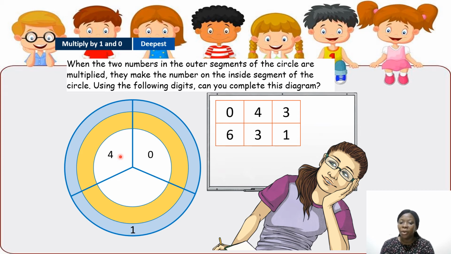Okay, welcome back everyone. Now it could be any number. Any number multiplied by 0 would give you 0. So we have 0 and 6. Now for the next one, 1 multiply 4. 1 multiply 4 gives us 4. And then finally, 1 multiplying 3 gives us 3. I hope this is clear.